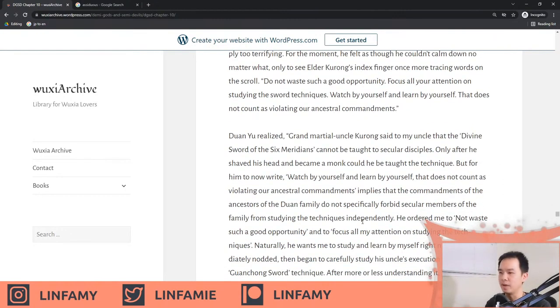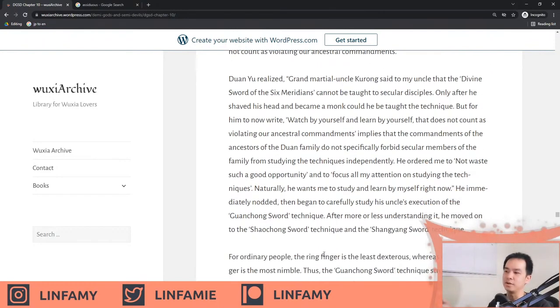Duan Yu realized, Grand Marshal Uncle Kurong said to my uncle that the divine sword of the 6 meridians cannot be taught to secular disciples. Only after he shaved his head and became a monk could he be taught the technique. But for him to now write, "Watch by yourself and learn by yourself, that does not count as violating our ancestral commandments," implies that the commandments of the ancestors of the Duan family do not specifically forbid secular members of the family from studying the techniques independently. He ordered me to not waste such a good opportunity and to focus all my attention on studying the techniques. Naturally, he wants me to study and learn by myself right now.